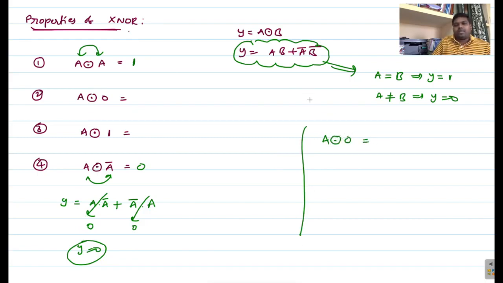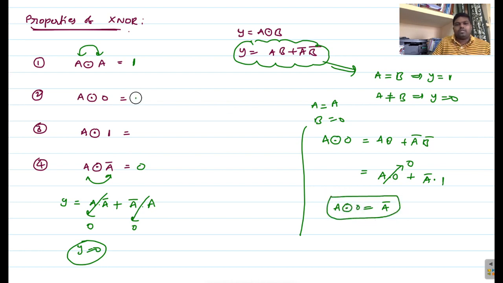In the case of the second expression, A XNOR 0, the first variable is A and the second variable is 0. Now you can substitute in this particular expression, AB plus A bar B bar. So here A equals A, B equals 0, and A bar equals A bar. B equals 0 means B bar is 1. So A into 0 will become 0, because anything multiplied with 0 gives 0, and A bar into 1 gives A bar. So A XNOR 0 equals A bar.